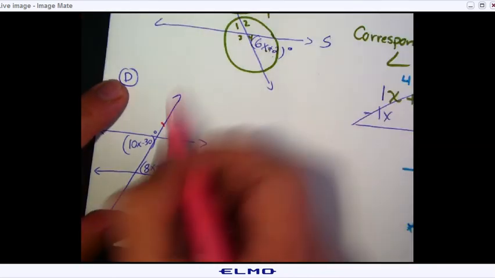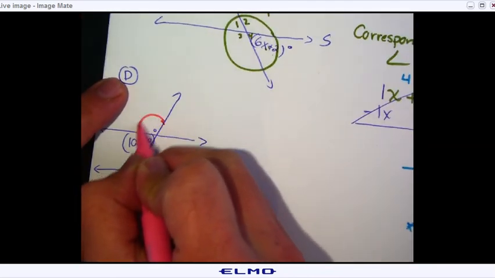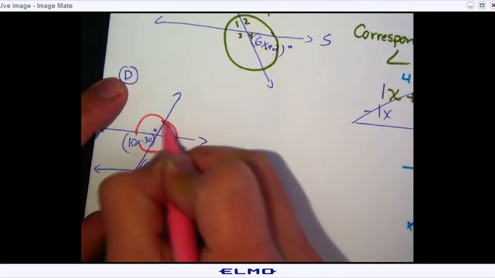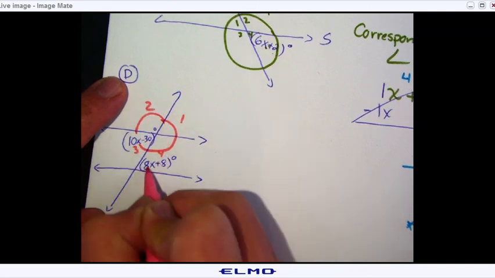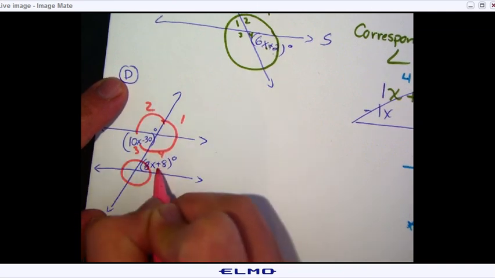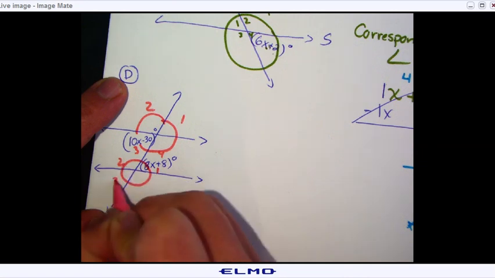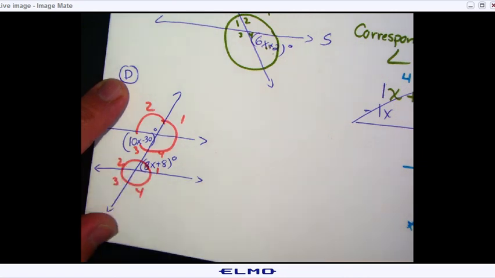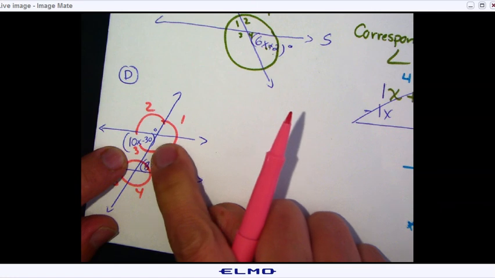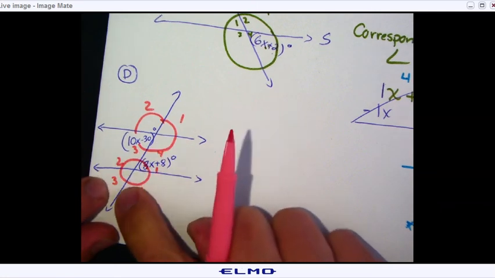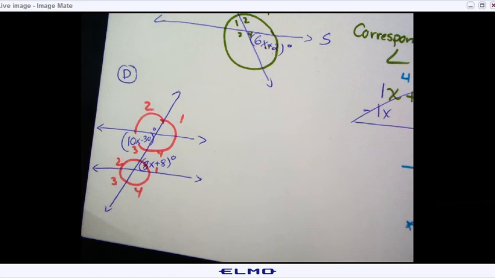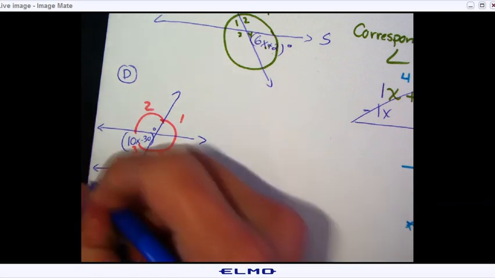So let's go ahead and just do this real quick. Here's a circle. And I'll do 1, 2, 3, 4. And here's a circle. 1, 2, 3, 4. So where would this land? This angle will land on 3, which is over here. So 10x minus 30.